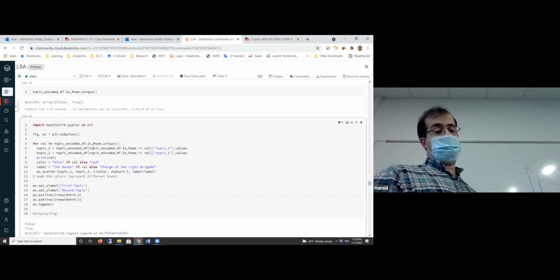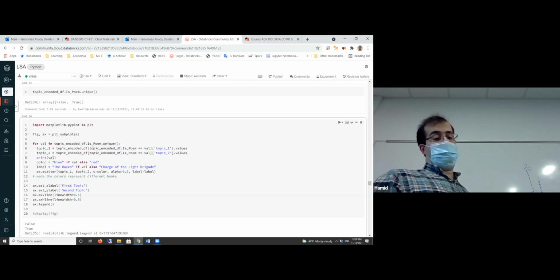So if the value is true, it picks the color blue. And also the legend would be The Raven. It's the label that we have. So we're doing a scatter plot of topic 1 and topic 2 as my X and Y variables.